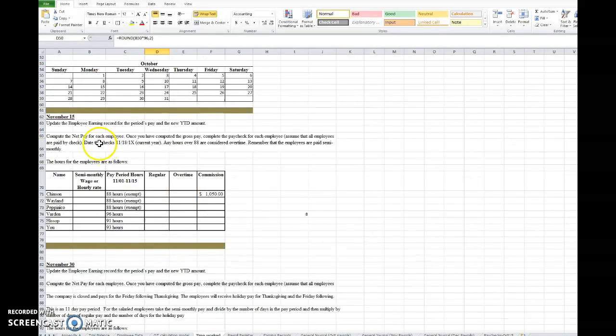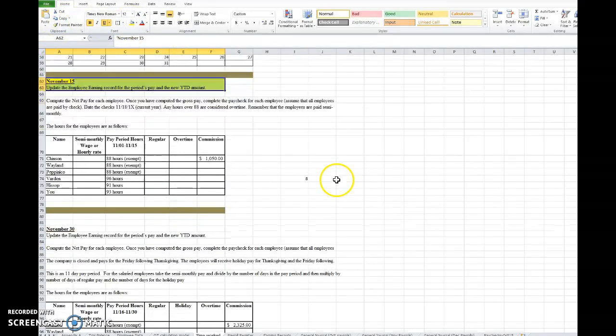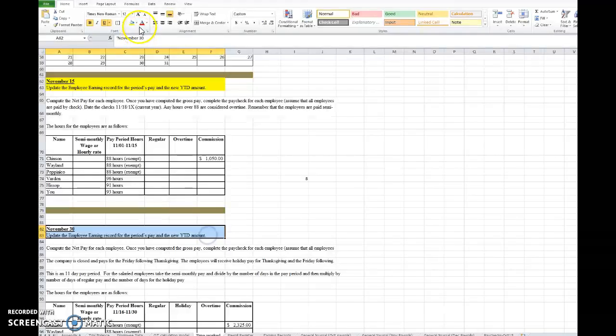On November 15th, this is what you do need to update. You need to update November 15th, and you need to update November 30th.